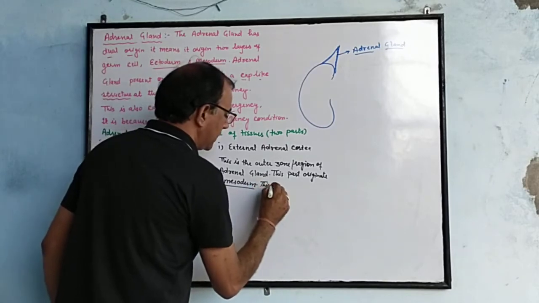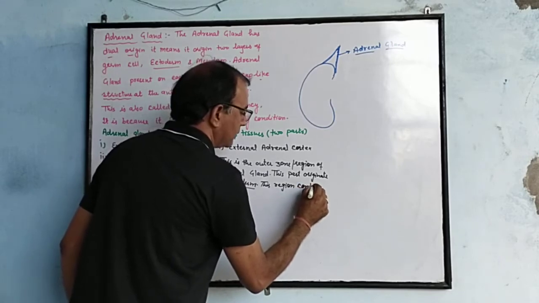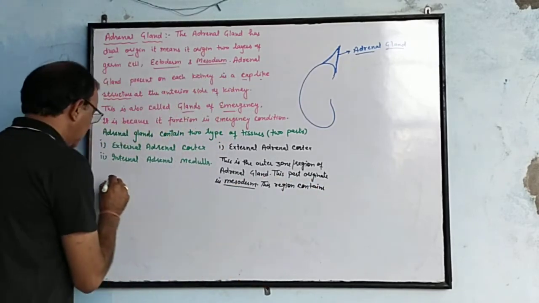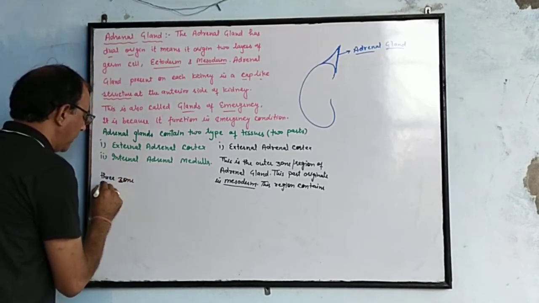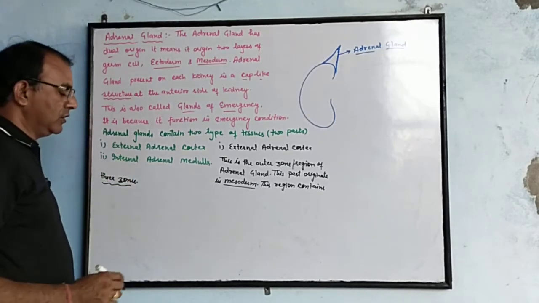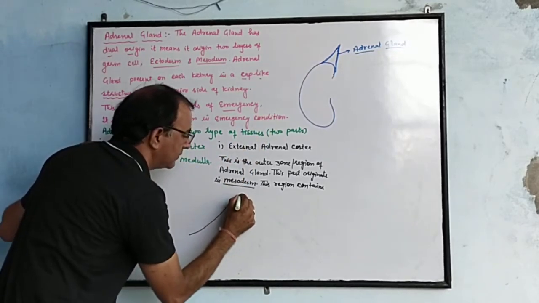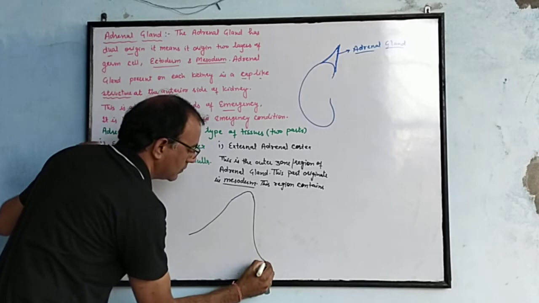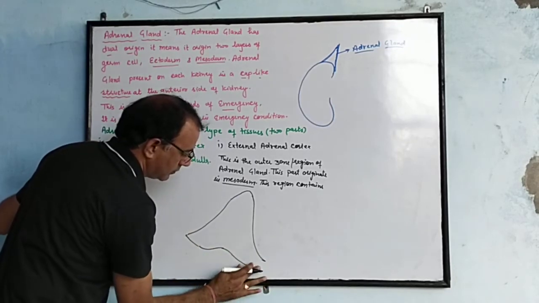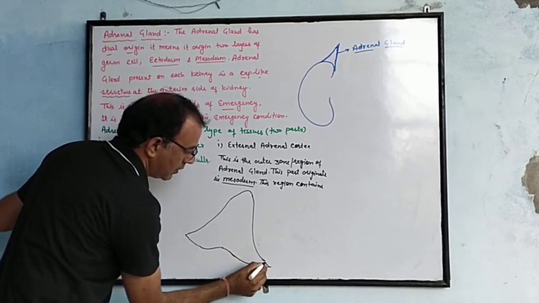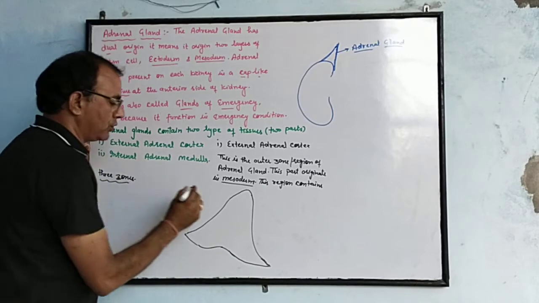This region contains 3 zones. The adrenal cortex has 3 zones. This is the adrenal gland. It consists of 3 zones.